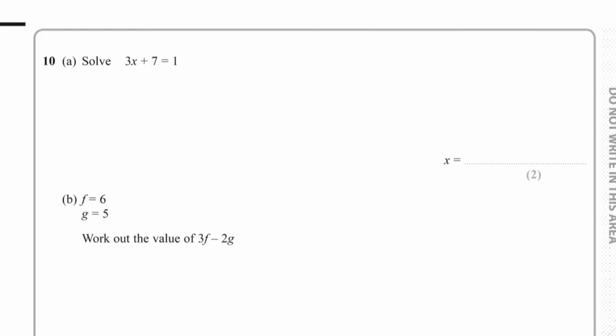Question number 10. For part A, we have to solve 3x plus 7 equals 1. Well, first thing we can do is subtract 7 from both sides, meaning 3x is equal to minus 6. And then if I divide both sides of this equation by 3, that would mean x is equal to minus 6 over 3, which is minus 2.